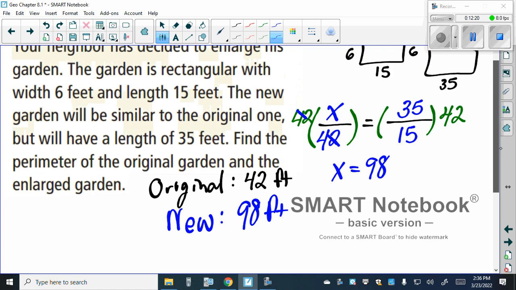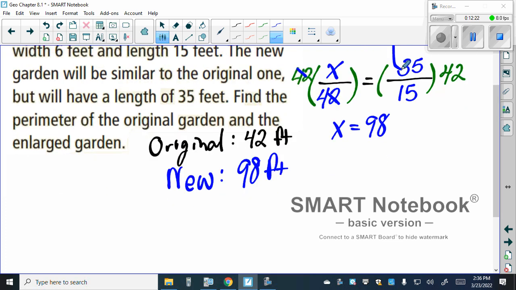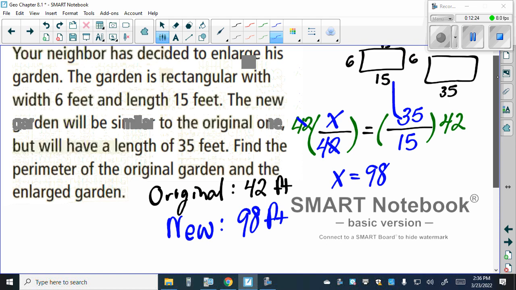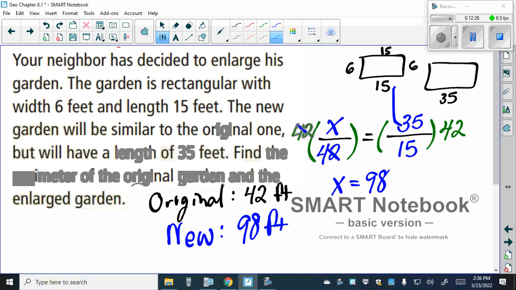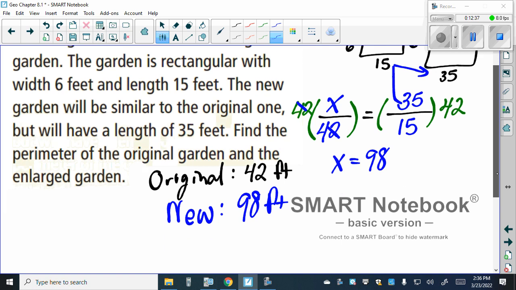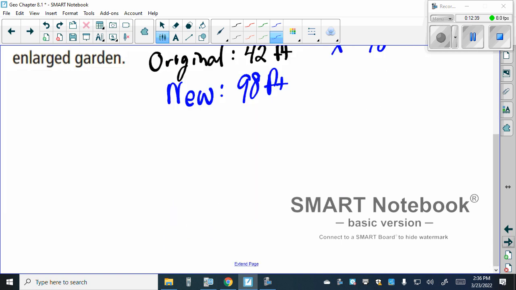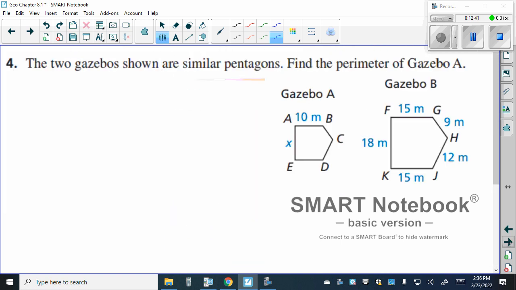And this is expected because our original length was 15 and it went to 35. It increased, yes? So we should expect the perimeters to increase as well. This here is the exact same thing. Any questions on this here?